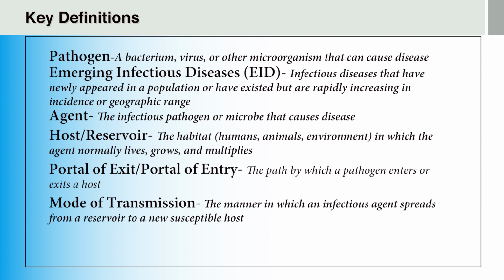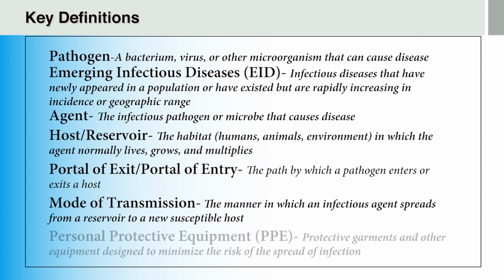We will see that transmission can be direct, from one host to a new one, or indirect, when microbes are left on non-living objects, such as door handles or oxygen bottle valves, and then picked up by other potential hosts. Personal protective equipment, or PPE, includes protective gloves, masks, glasses, and gowns that help minimize the spread of microbes from person to person.